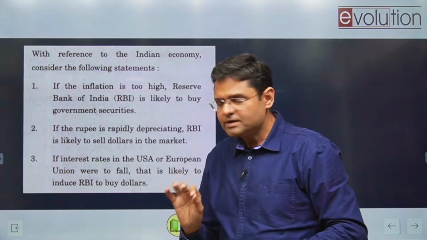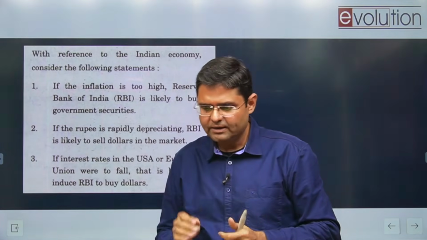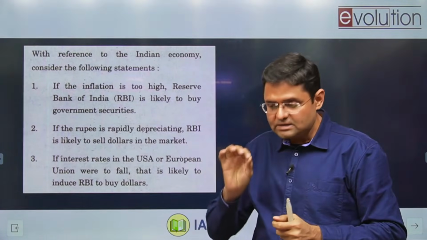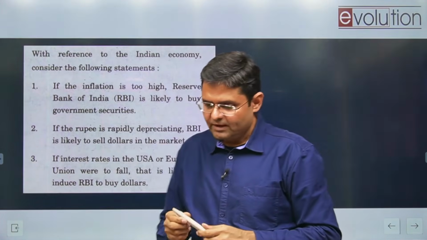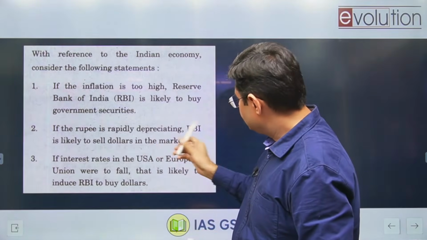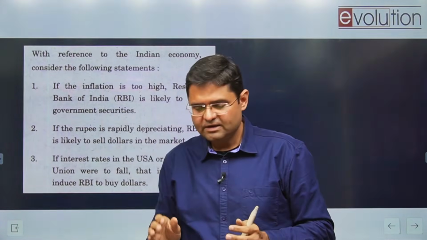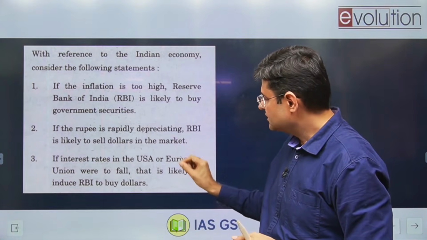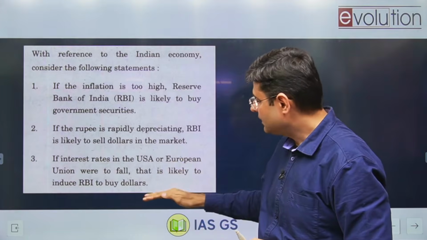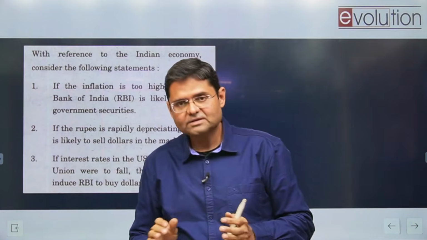Now, with reference to Indian economy, consider the following statements. If the inflation is too high, I hope you can see the question, the Reserve Bank of India is likely to buy government securities. If the rupee is rapidly depreciating, RBI is likely to sell dollars in the market. And the next one: if the interest rates in the US or European Union were to fall, it is likely to induce the RBI to buy dollars.